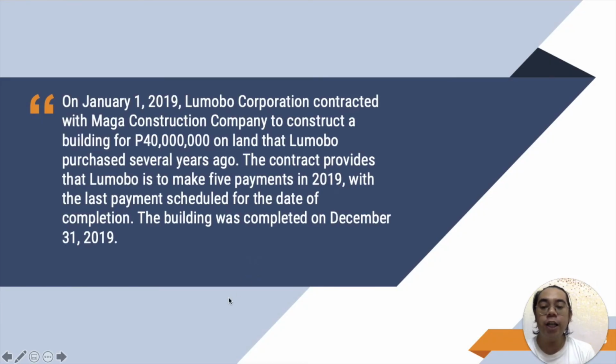Okay, let's have an example. On January 1, 2019, Lumobo Corporation contracted with Maga Construction Company to construct a building for 40 million pesos on land that Lumobo purchased several years ago. The contract provides that Lumobo is to make 5 payments in 2019 with the last payment scheduled for the date of completion. The building was completed on December 31, 2019.